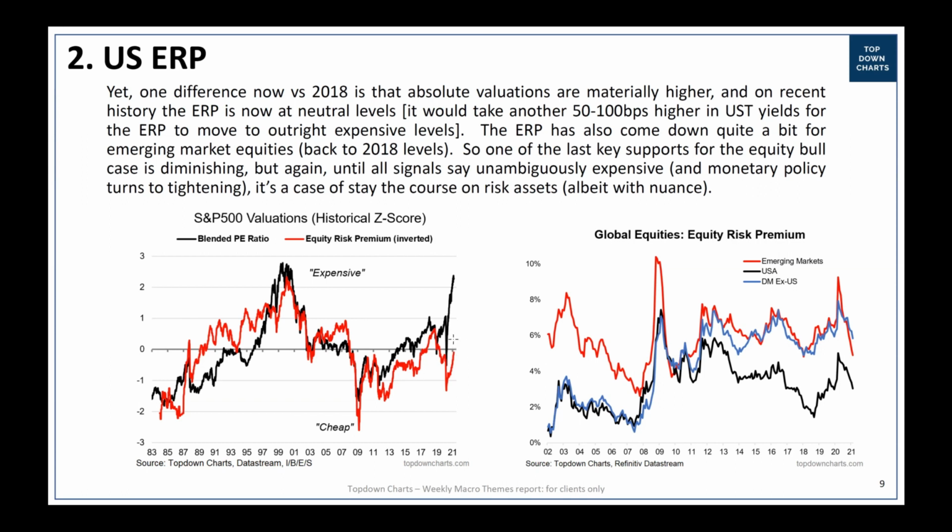If we get another 50 to 100 basis points up in the US 10-year, that'll take us into the expensive zone, and basically brings us to the situation we got to in late 2018, where both the equity risk premium and absolute valuations were on the expensive side. So if bond yields go up too high like that and move the equity risk premium into the expensive zone, that really does increase the risk of a correction drastically.